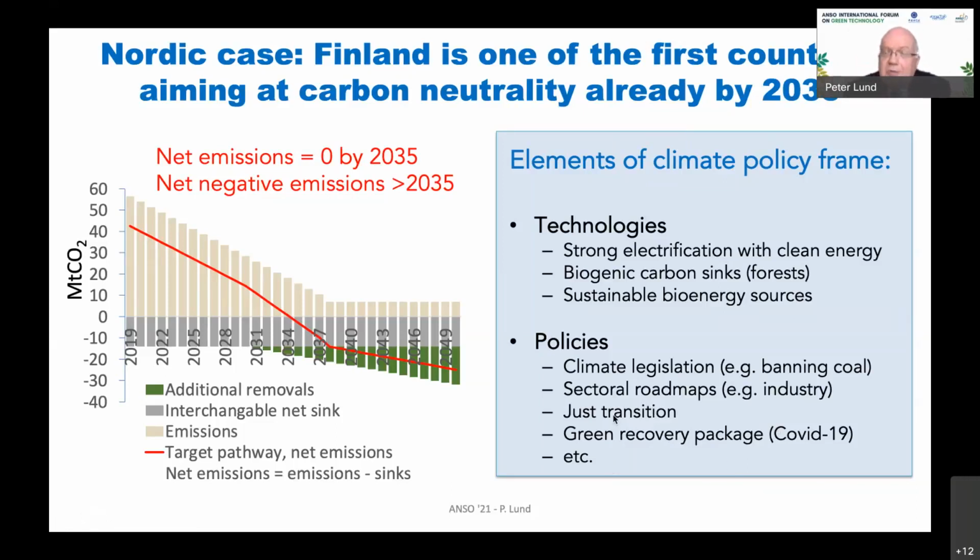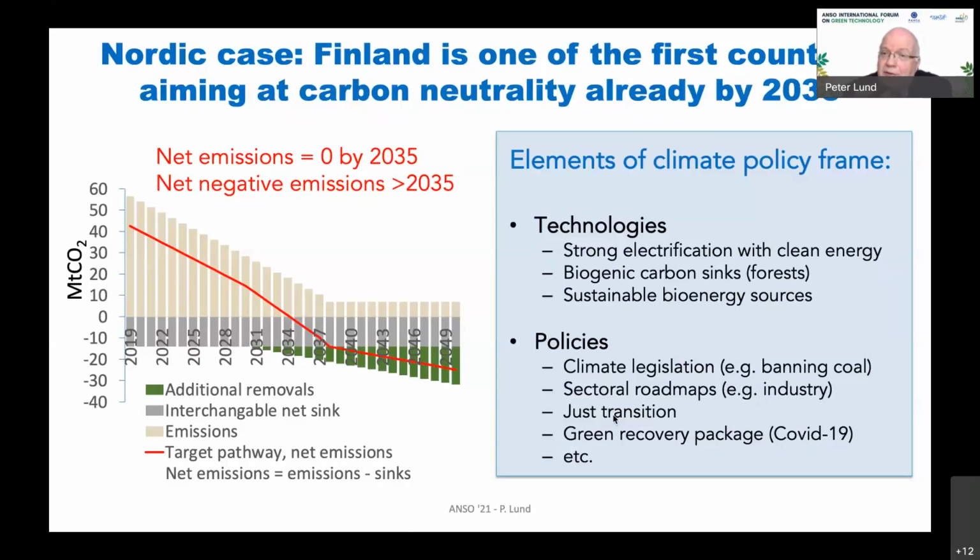And after that, we foresee that we could even be a negative emission country, so have negative emissions beyond 2035. So in doing that, electricity is indeed important, as discussed. Forests are important. Biogenic sources, bioenergy is important. So bioenergy, electrification, take care of the markets. That's important. And the policies which bring these technologies into the market: we have quite strict climate legislation.